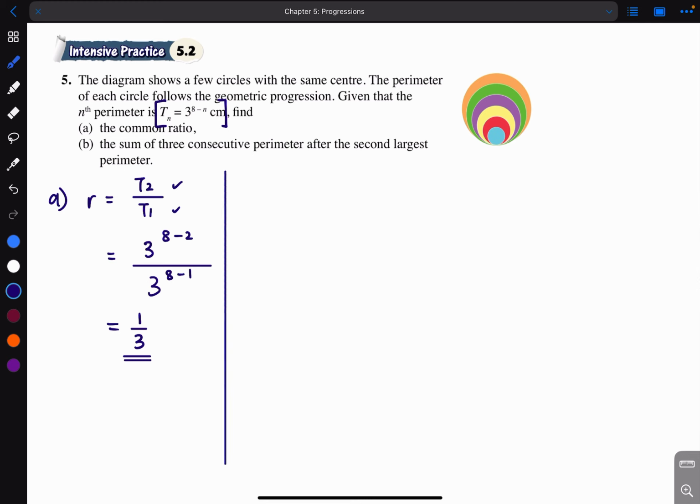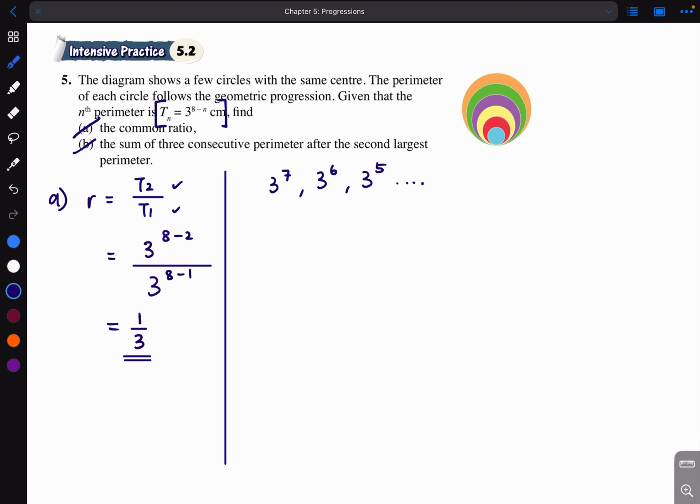So we can actually figure out the progression. T1 is 3 power 7, then 3 power 6, then 3 power 5 and so on. The biggest one would be the first one, and then as it progresses, the perimeter reduces.